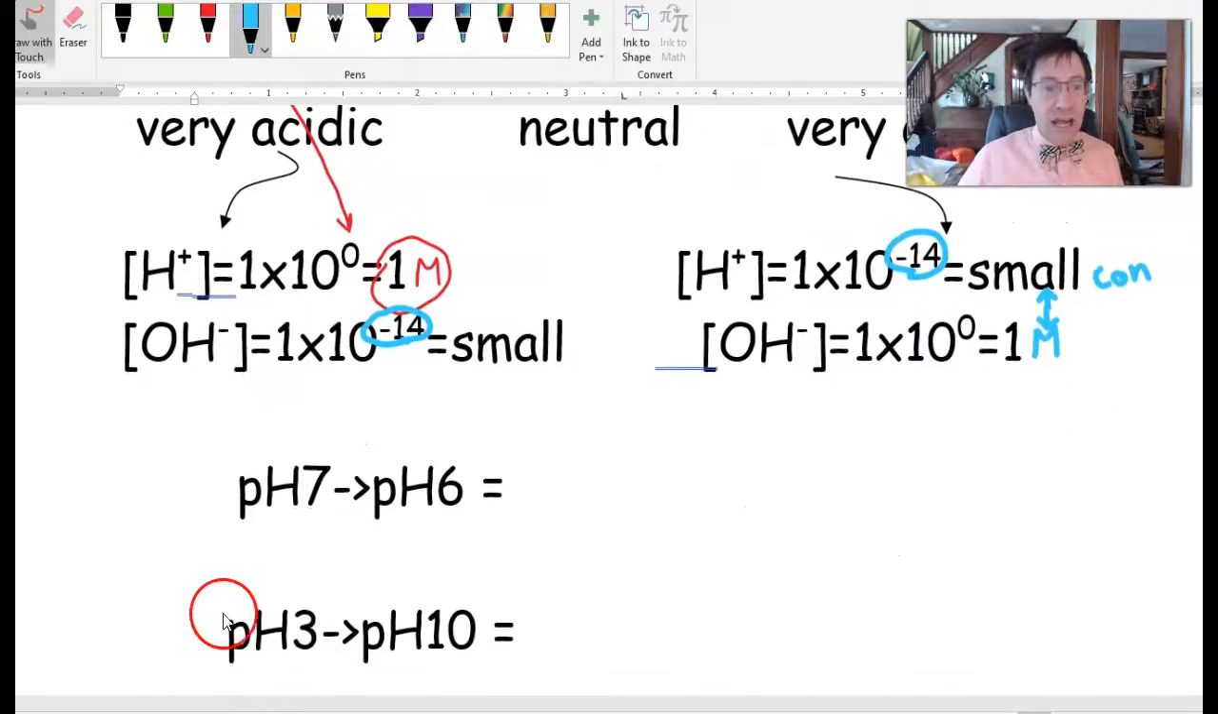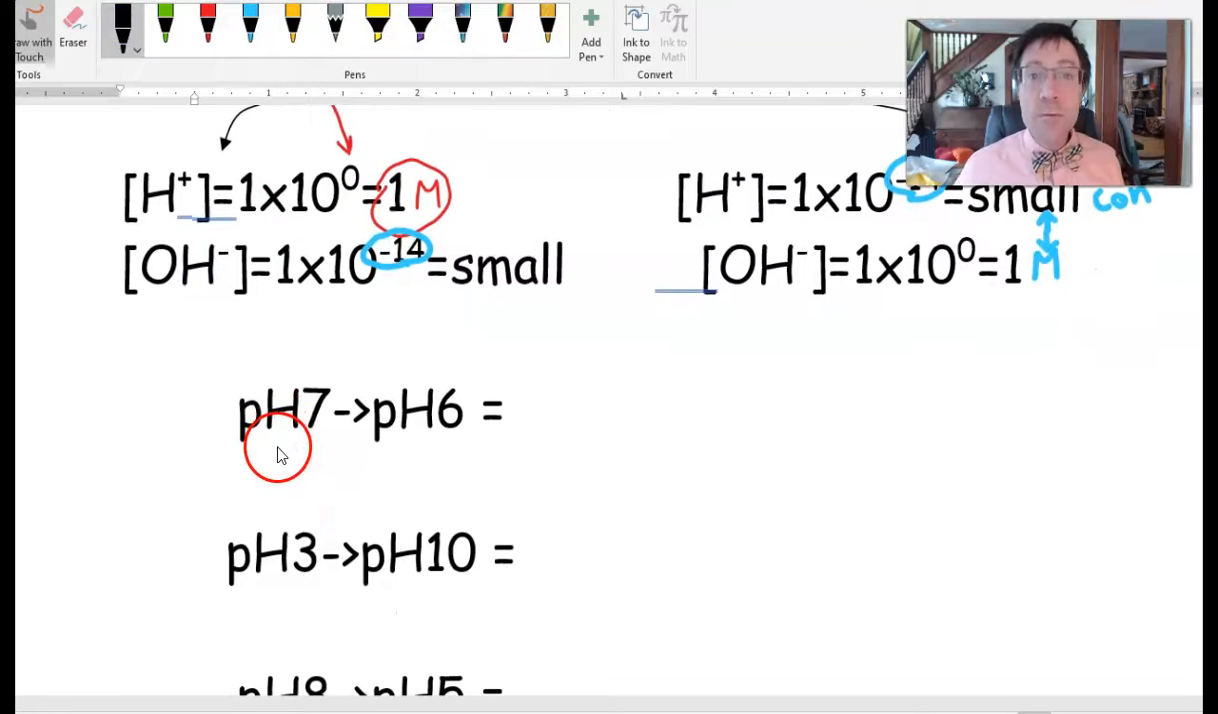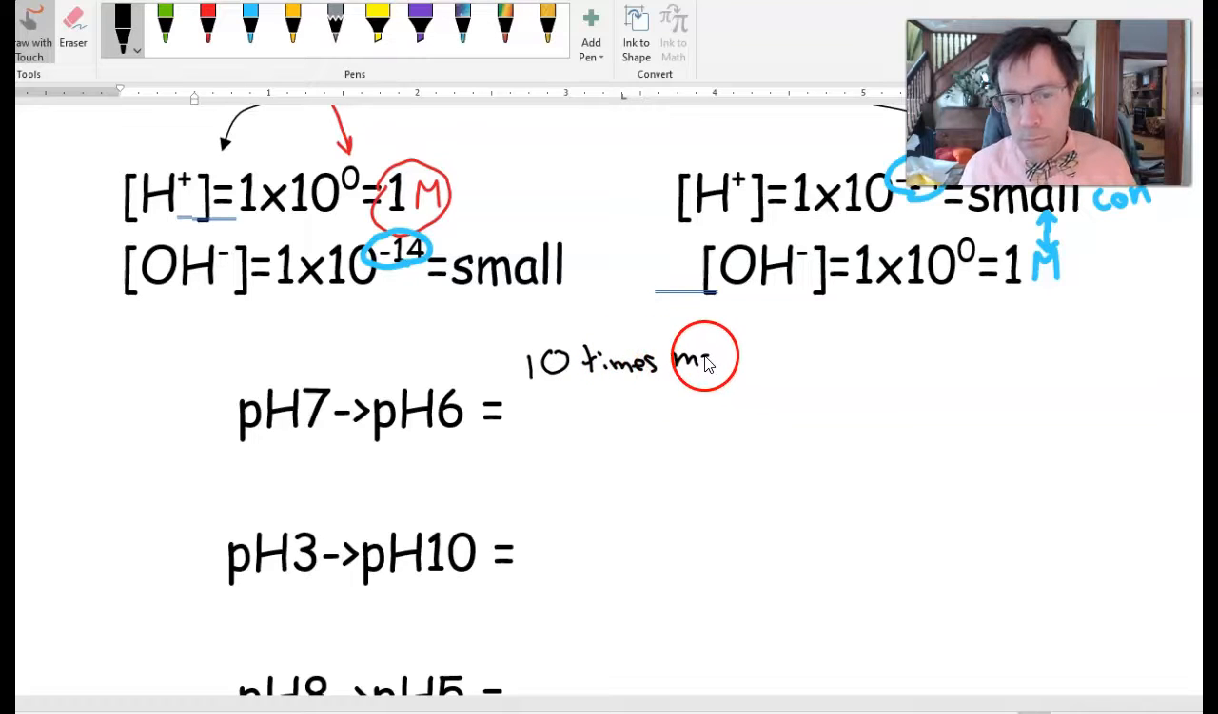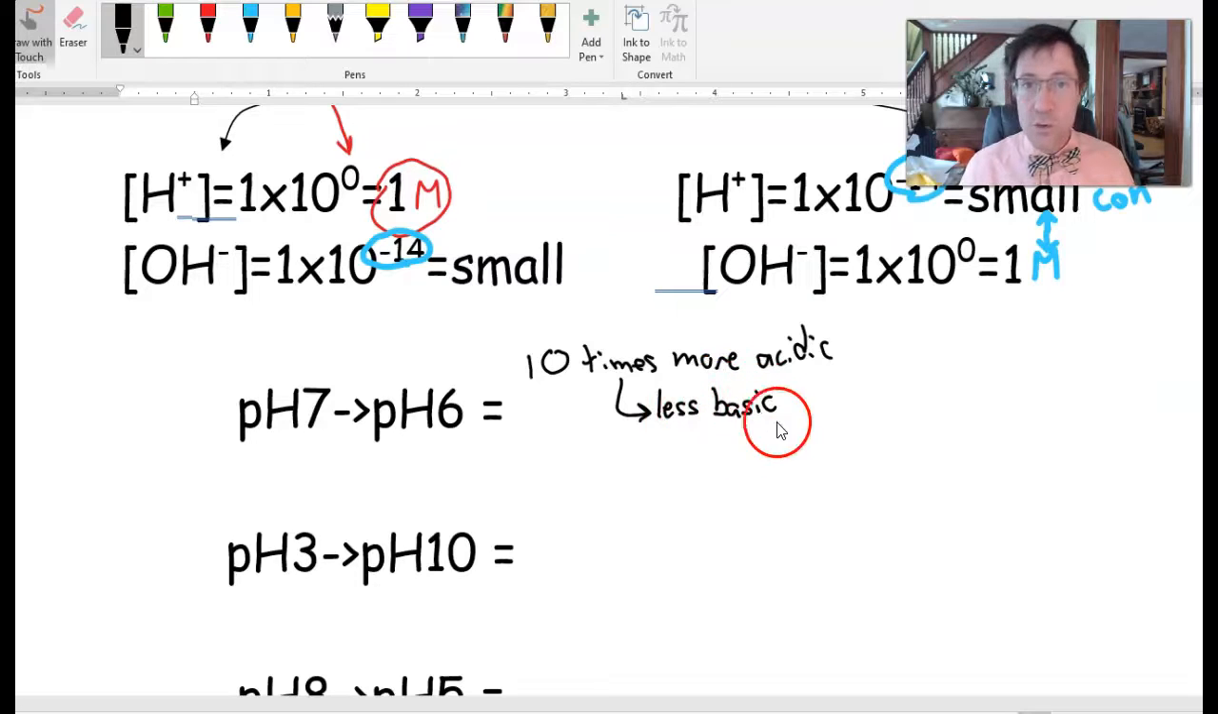Awesome. So let's check out the differences here. Let's just do black. So if we go from pH 7 to pH 6, there's two ways that we can describe this. This is 10 times more acidic, or 10 times less basic, right? Because we're moving away from alkalinity. 10 times.